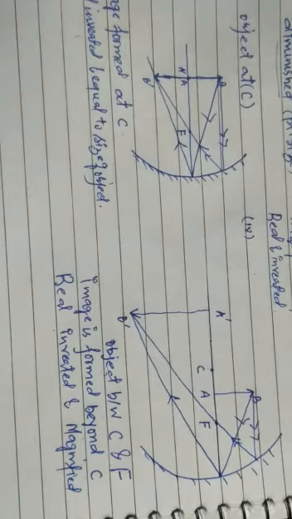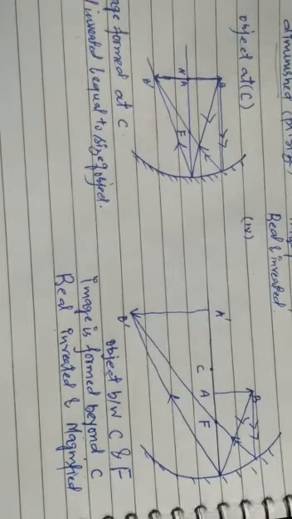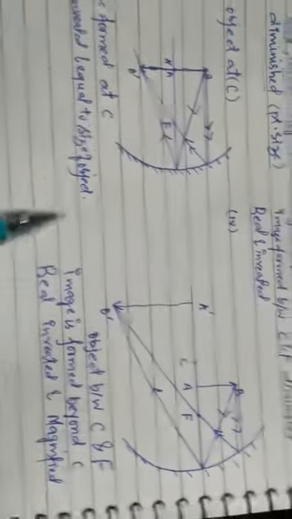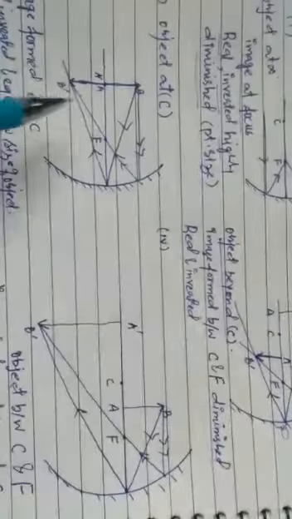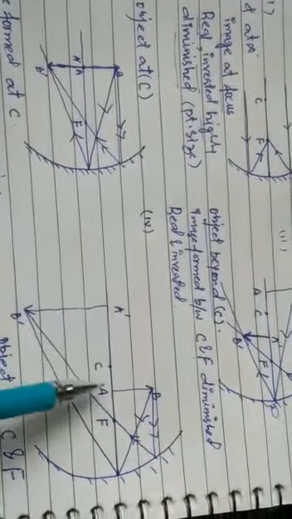Then we are having another two types. Now just have a logic here. As the object is approaching towards the focus, here it was very far away, now it is beyond C, it is at C, here it is in between.